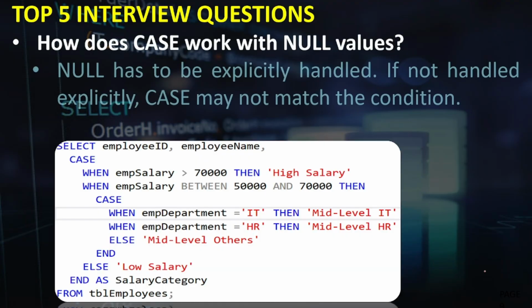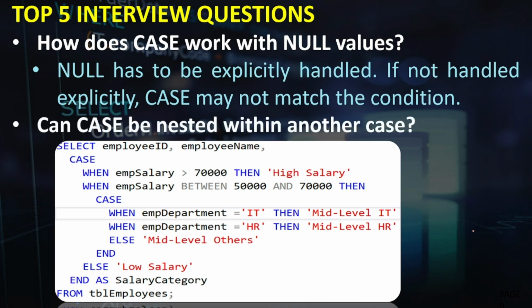The third question is, how does case work with null values? So basically, if you have null values as data in your table, it is not handled explicitly. So basically you have to handle it. If it is a null condition, then you have to handle it. So for example, if you are writing case when, then for null you have to write the value. Can case be nested within another case? Yes, depending upon the situation, we can nest it within another case.